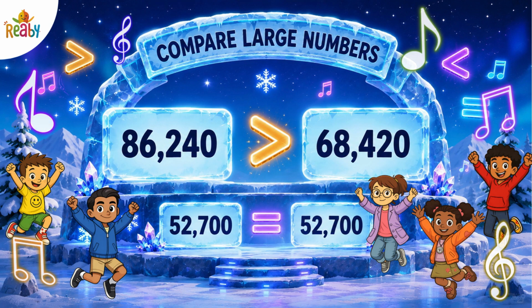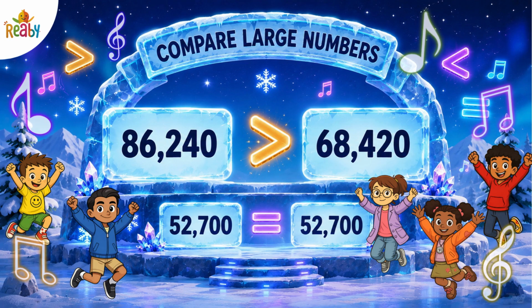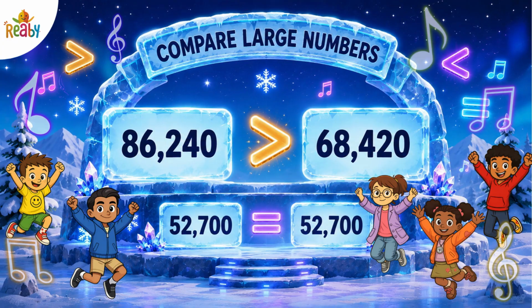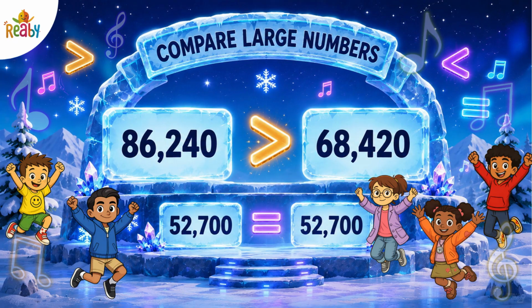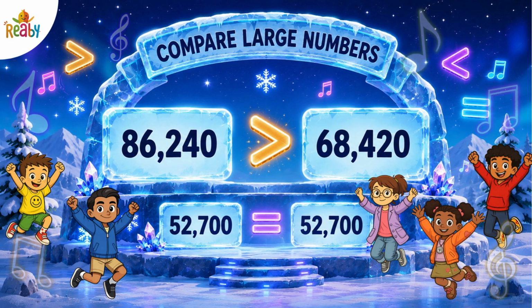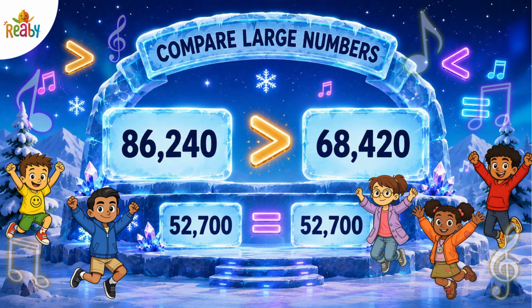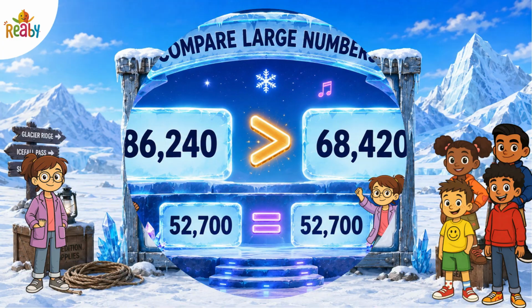Start on the left, compare each place. Biggest value leads the race. Left to right, place by place, find the digit, solve the case. Greater, less, or equal to. Pick the symbol that is true.